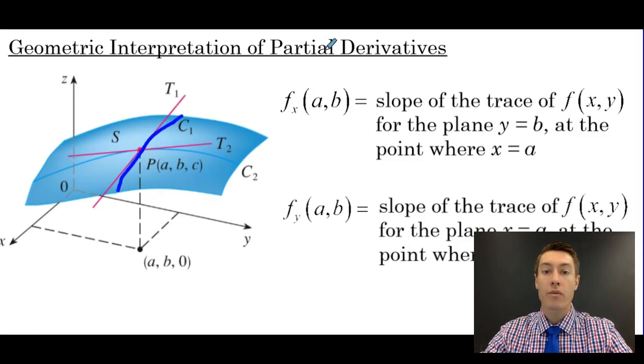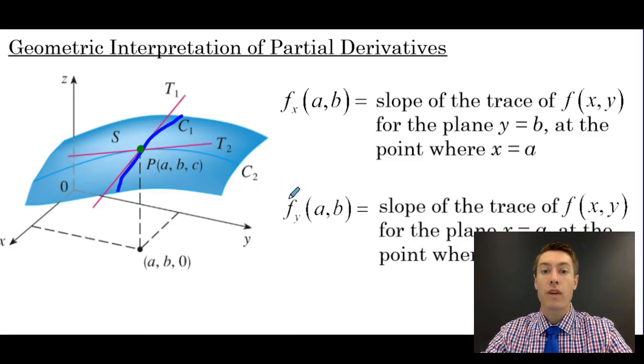And then the partial of f with respect to x represents the slope of the line tangent to that trace line. Okay, this tangent line is parallel to the x-axis, so this represents the rate of change of the function at the point in a direction parallel to the x-axis.